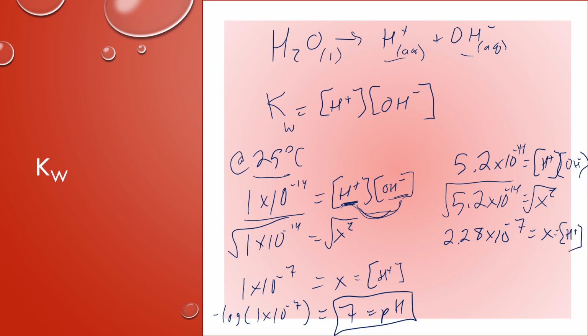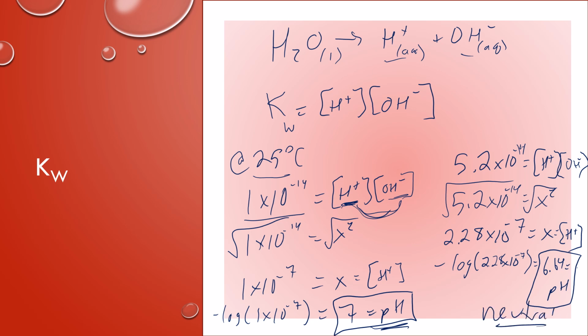And then I can take the negative log of that value, 2.28, and that will give me my pH is 6.64. So I will have a lower pH than it would be at 25 degrees Celsius, but it's still neutral. It's just your whole pH scale shifts. And I know it's neutral because I have pure water and I have the same amount of hydrogens and hydroxides.